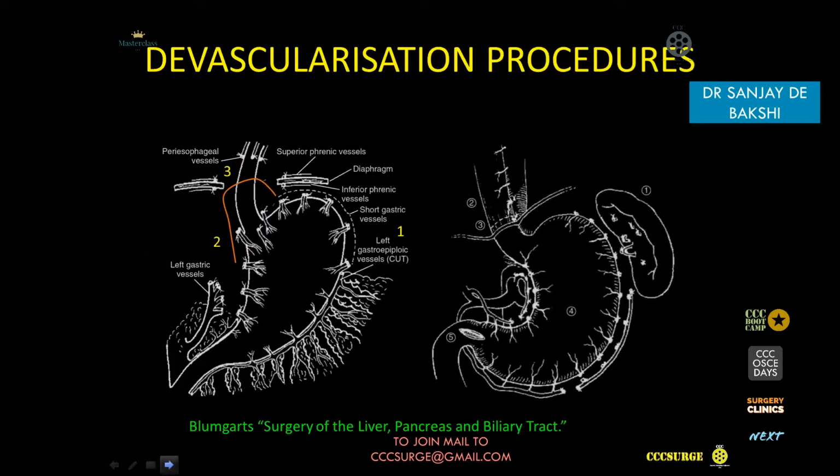Now, at about this time, Sugiura came in. And the sequence of Sugiura, the steps are, and it's very nicely labeled out here. The first step was a splenectomy. Okay. And having done the splenectomy, you remove the left gastroepiploic again and the short gastrics all the way up to the fundus. You take the inferior phrenic vessels and the paraesophageal vessels.